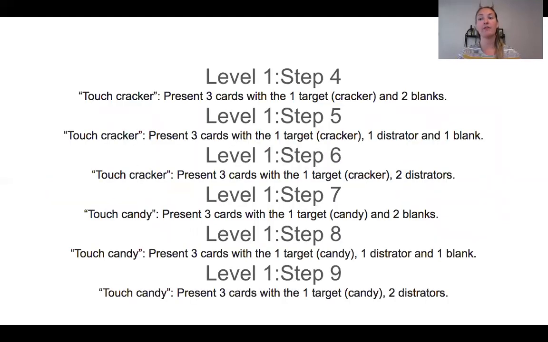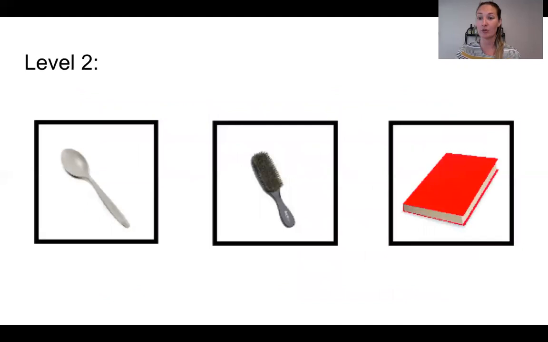Here I've laid out the next steps. The items that were the distractors before are now going to become the next target. So in this case, I would move on to cracker and follow the same steps that we did in level 1, in step 1, which would be with 2 blanks, and then add a distractor, and then add 2 distractors. Once your student has completely mastered level 1, step 9, I would move on to new targets in level 2, which in this case would be spoon, brush, or book.